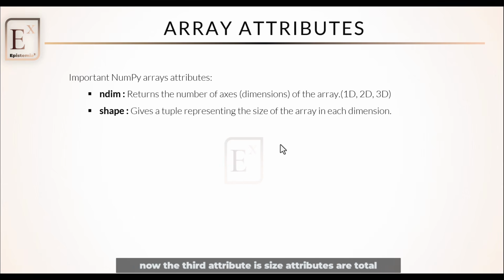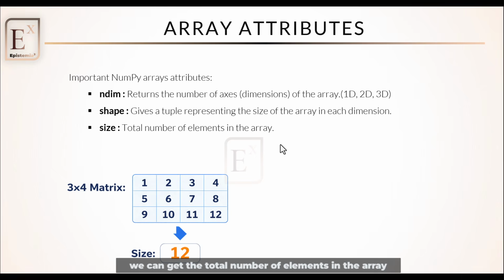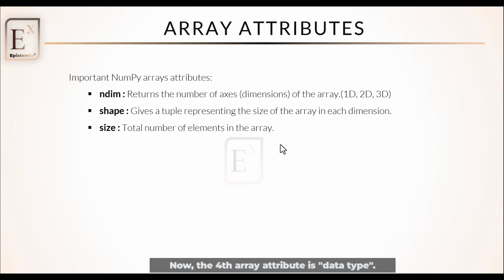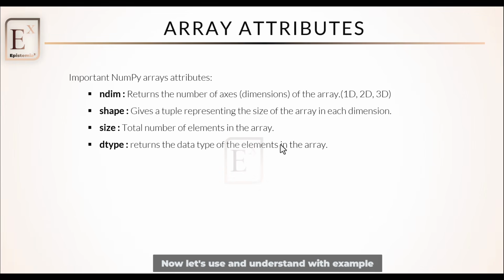Now the third attribute is size. That represents the total number of elements in the array. We can get the total number of elements in the array by multiplying rows and columns. Now the fourth array attribute is data type. It returns the data type of the elements in the array like integers, floats or booleans. Now let's use and understand with an example.